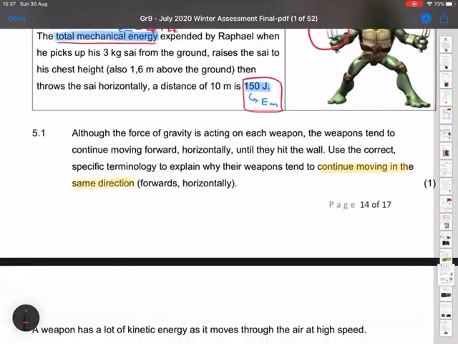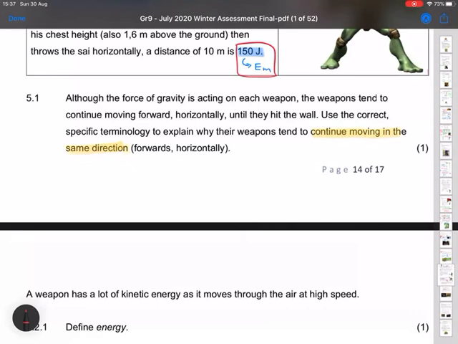So a bit of reading was required there. Although the force of gravity is acting on each weapon, remember gravity acts vertically downwards. Gravity never pulls something forwards or backwards, only downwards. The weapons tend to continue moving forward horizontally until they hit a wall. Use the correct, specific terminology to explain why their weapons tend to continue moving in the same direction, meaning forwards horizontally. So in this case, they're moving to the left.